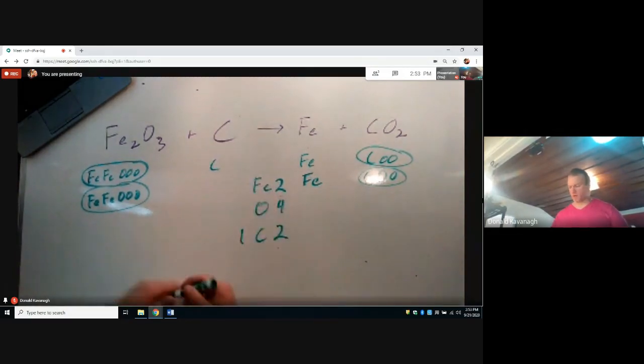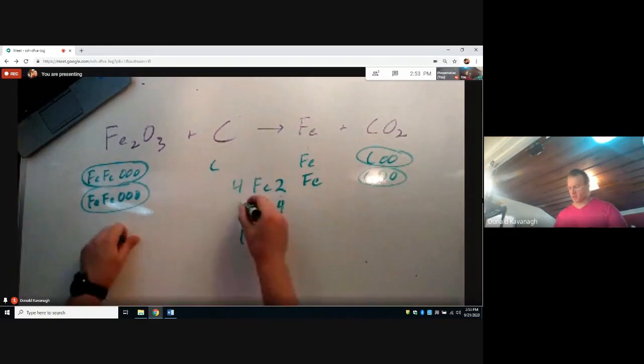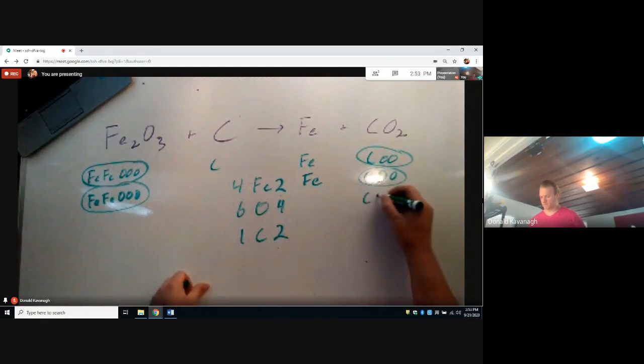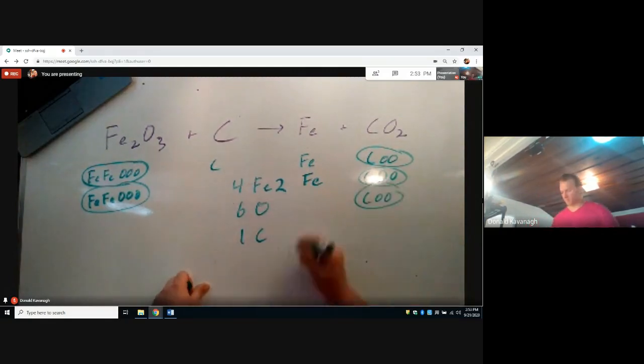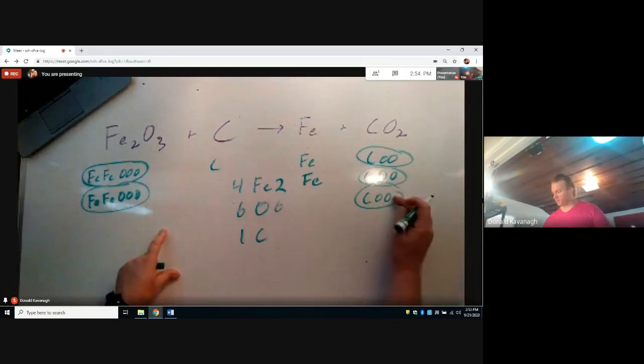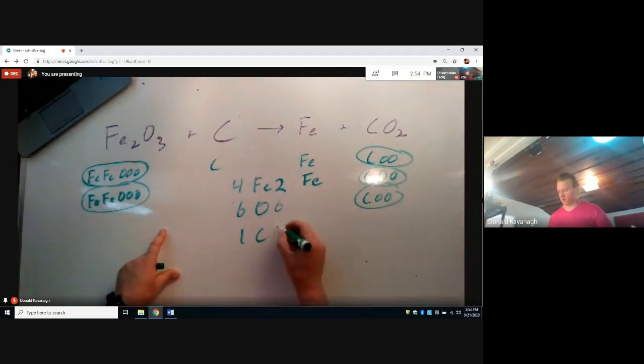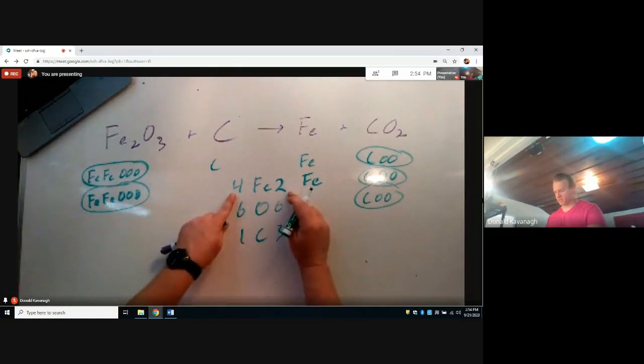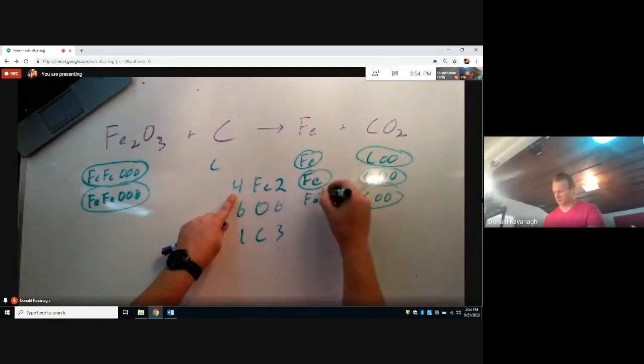We have 4 carbons, 4 irons, 6 oxygens, 1 carbon. Oxygens, let's go back over here and balance out the oxygens one last time. Oxygens are balanced, 2, 4, 6, 3 carbons. Let's pop back up here to irons. This is an easy fix. We can do this because we're talking about iron atoms, solid metal.